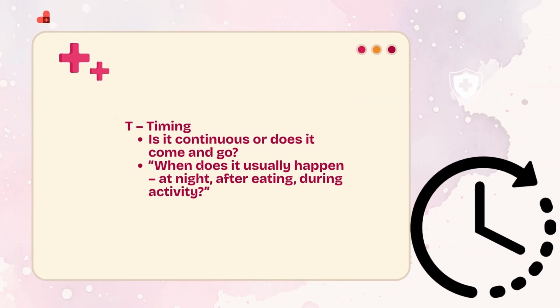Now, next is timing. Is it continuous or does it come and go? When does it usually happen? At night, after eating, or during activity? Timing basically refers to the duration and pattern. Is it constant or does it come and go? Is it worse at a certain time, like night or after meals? And this can point to a specific diagnosis. One example you can note here is asthma symptoms worsening at night, which is a classic timing clue.